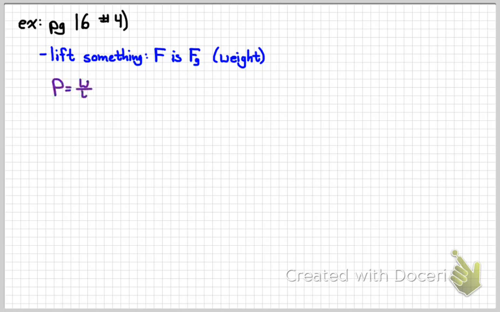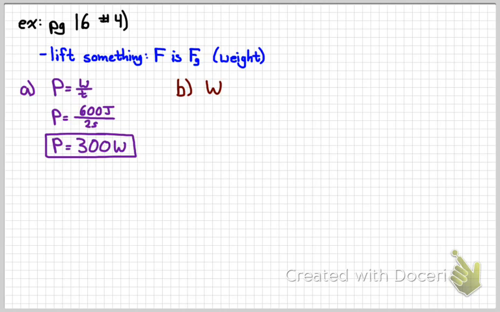So for example, on your review, page 16, look at question number 4 real quick. It tells you that a machine does 600 joules of work in lifting something. Remember, when you lift something, the force that you have to exert is the weight of that object. Make sure you convert it to newtons if you need to. So in part A, it's just asking us how much power is exerted. So just divide your work by your time and you would get 300 watts.